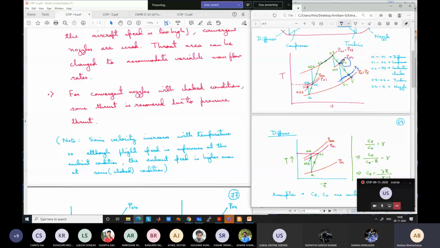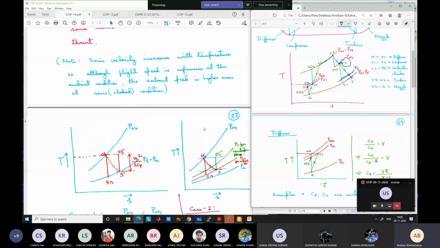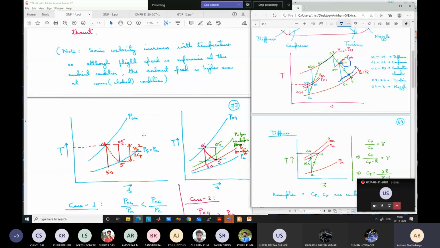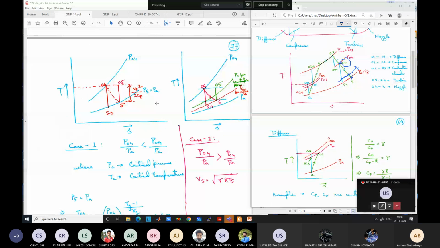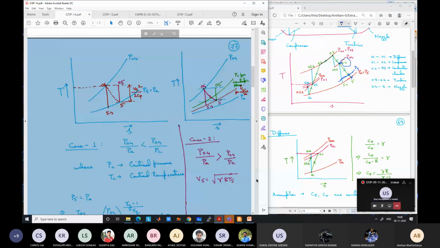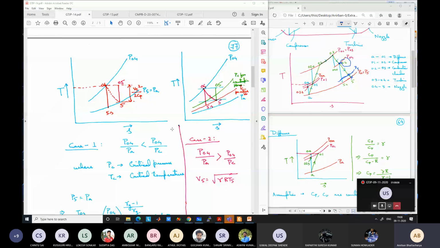So let us take a break and then we will continue this discussion. We will go into some mathematical details. So 5 minutes break. Meanwhile, you can take a look and try to understand these diagrams, because this is what we are going to discuss after this break.